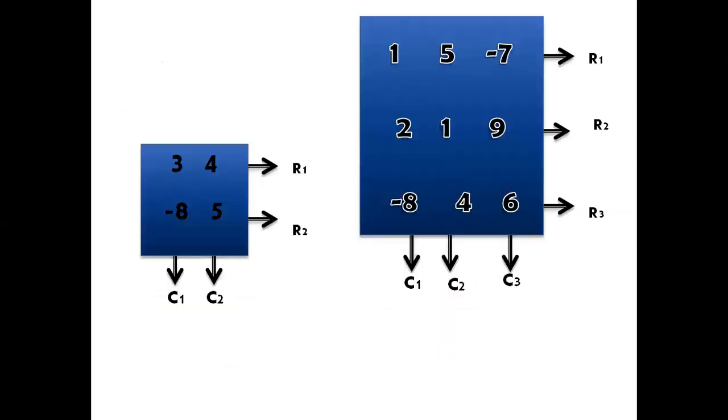Now, I give 2 more matrices. You just guess their types. The first matrix has 2 rows, 2 columns. The second matrix has 3 rows, 3 columns. Here the number of rows is equal to the number of columns.